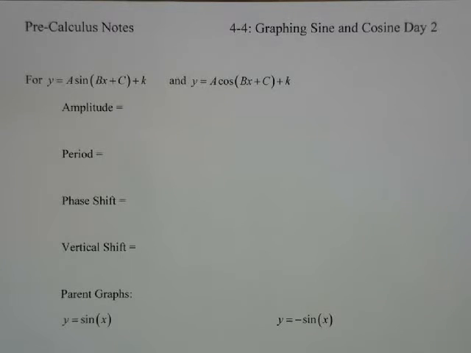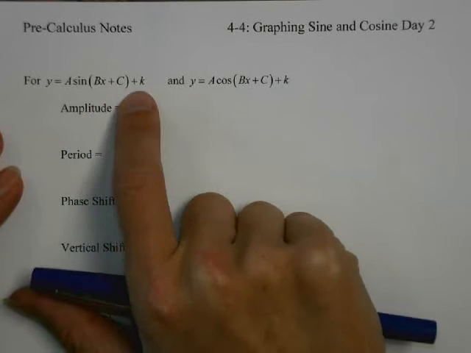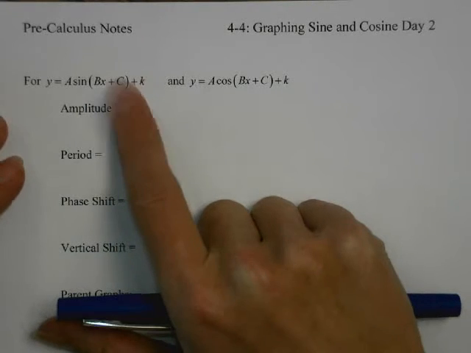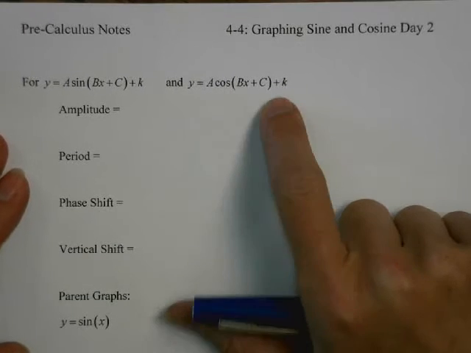Today we're going to continue to graph sine and cosine, and we're going to add translations. So the general formula is going to be a sine (bx plus c) plus k, or plus d. I just use k because that's what your book uses. Cosine, the same thing.